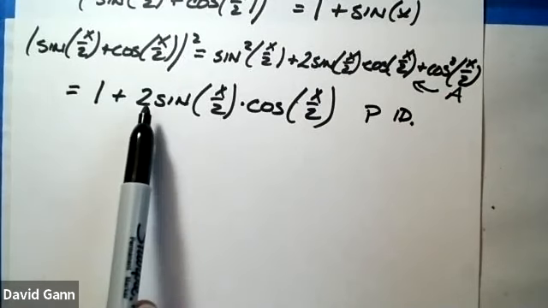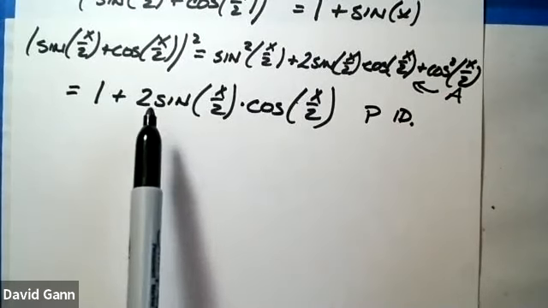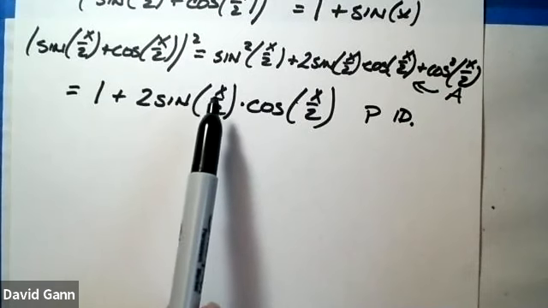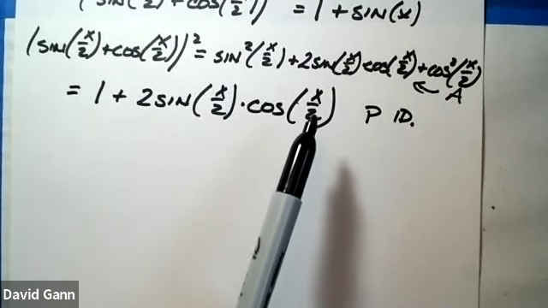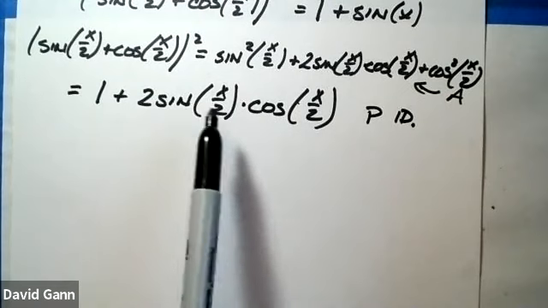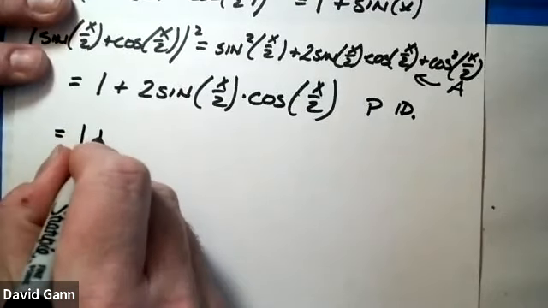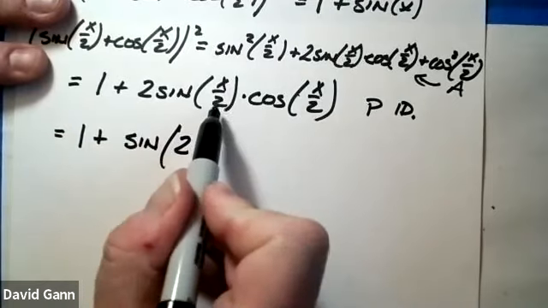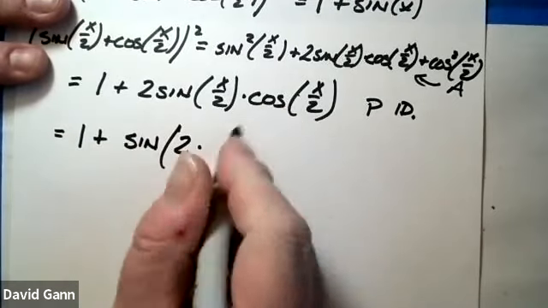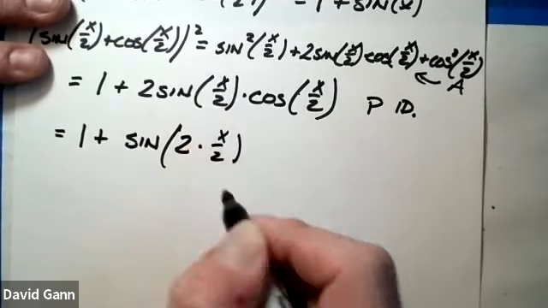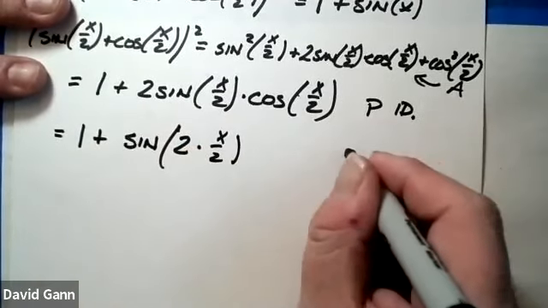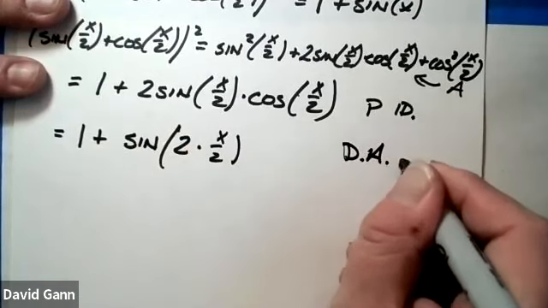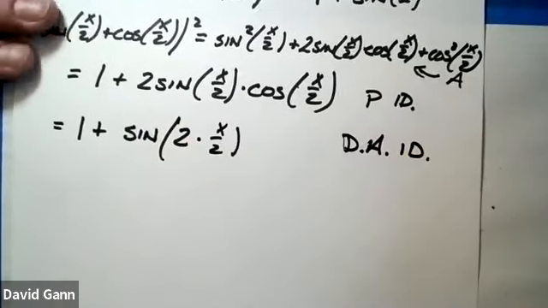Finally, I want you to take a look at this term, because what you're seeing here is 2 times the sine of some angle times the cosine of the same angle. That's a double angle formula, right? For sine of 2 of whatever this is. So I've got 1 plus sine of 2 times whatever this angle happens to be, which happens to be x over 2. And that is a double angle identity for sine.